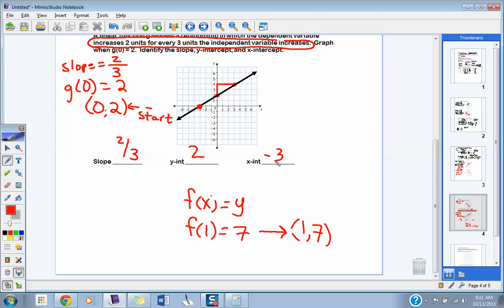A lot of wordiness in this problem, but again, the idea was to say, hey, find a starting point, and then from that starting point, do your what? Slope. We had to infer a few things here. When I talk about the dependent increases by 2 for every 3 independent change, that's just a really fancy way of saying slope. Really fancy way of saying slope.